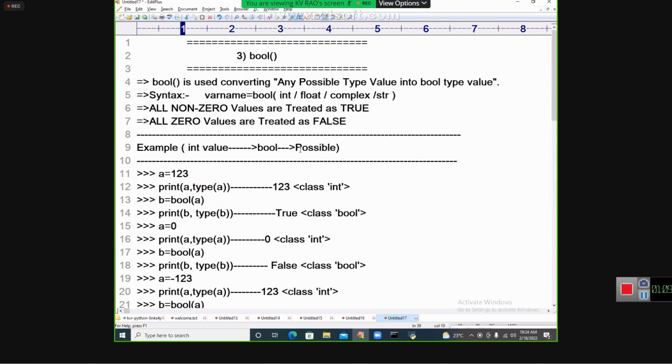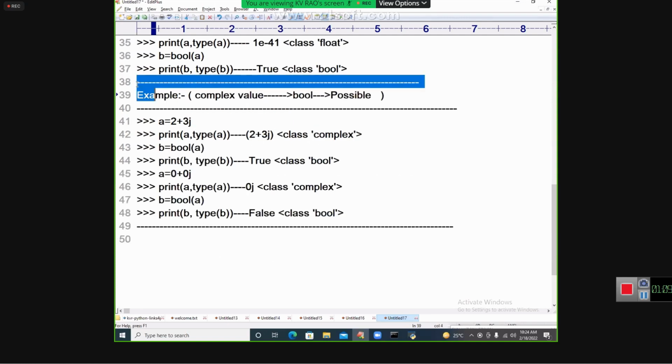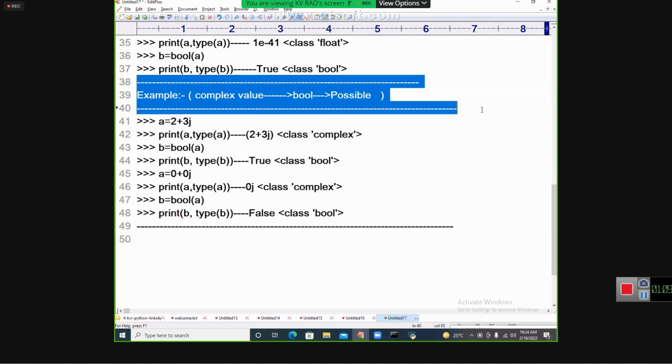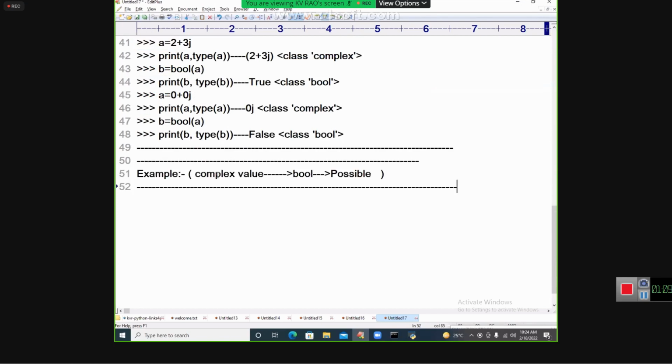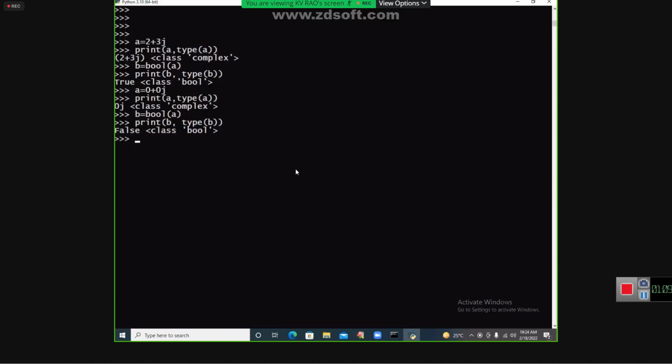Next, you see, int over, float over, complex over, now str. Dear students, I will go to the plain examples first, and then I will ask some complex, mind-blowing questions. Try to follow me. Now I am going for str value to bool. I'm not going to say anything; you are only deciding.